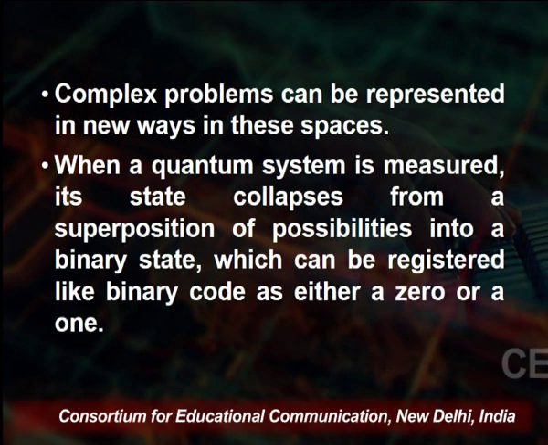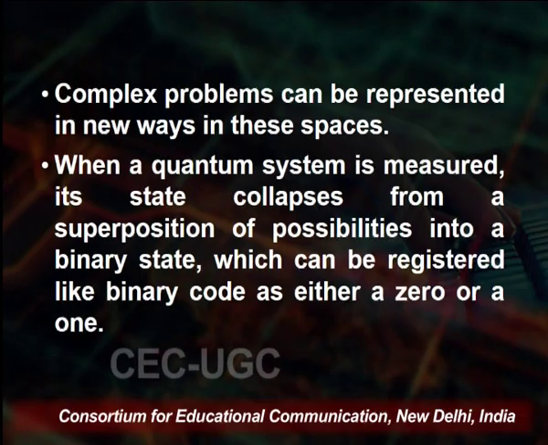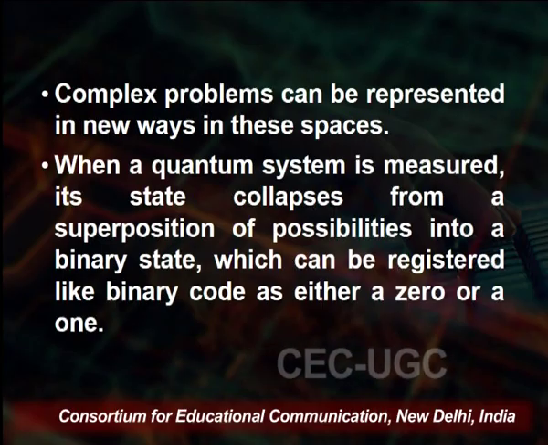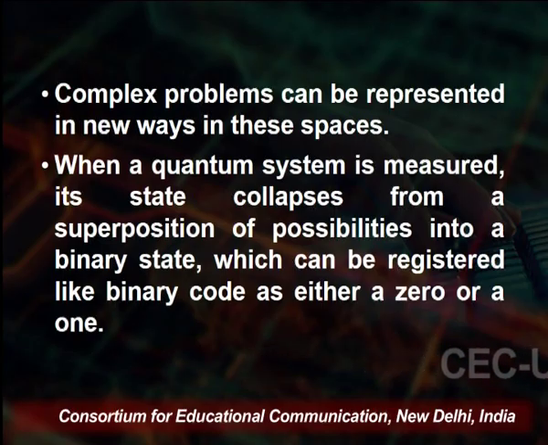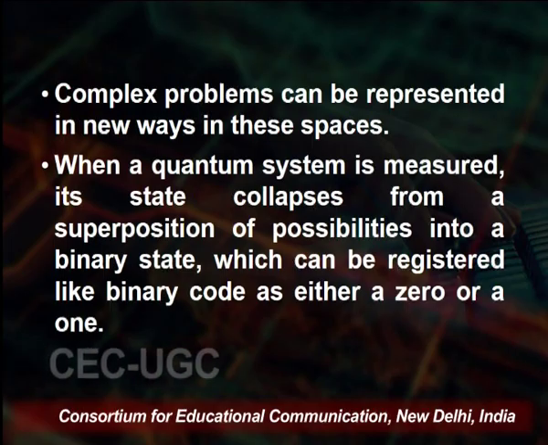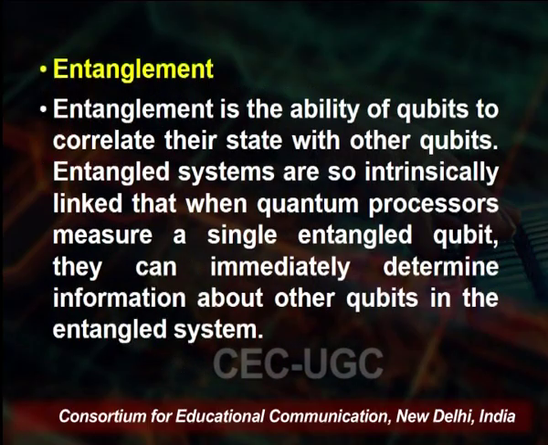So when a quantum system is measured, its state collapses from a superposition of possibilities into a binary state, which can be registered by binary code as either 0 or 1.